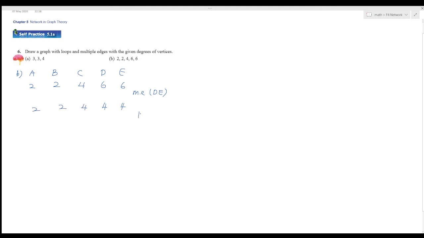There's a loop. We can assume that we will have loop at vertex C, D, and E. So each of them, the degree will be minus by 2. The degree of C minus 2, and the degree for D and E. A and B, the degree remain unchanged.